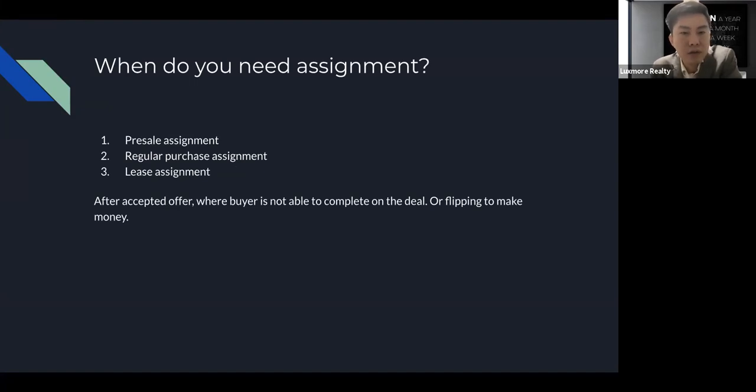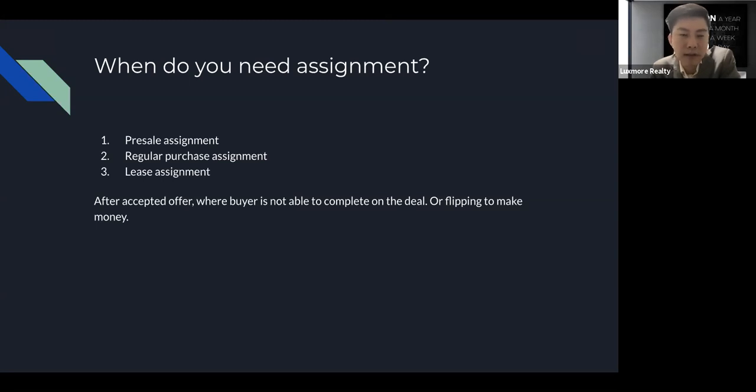So when do you need assignment? For example, your client bought a pre-sale and they cannot get a mortgage. So you have to get them to assign the contract to someone else who can buy and obtain a mortgage, right? That's when you need assignment. Or a regular purchase assignment, like your client just lost their job, they cannot get a mortgage anymore, and they just have to assign to someone else, right?